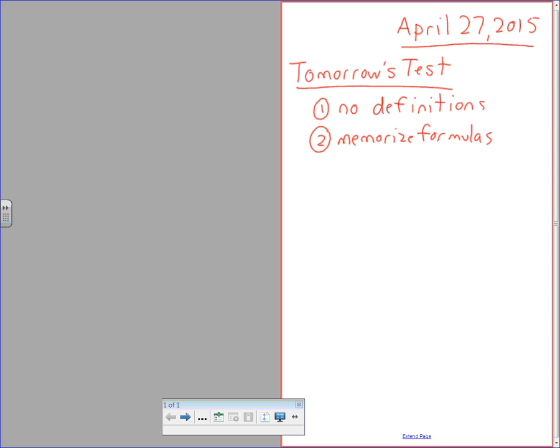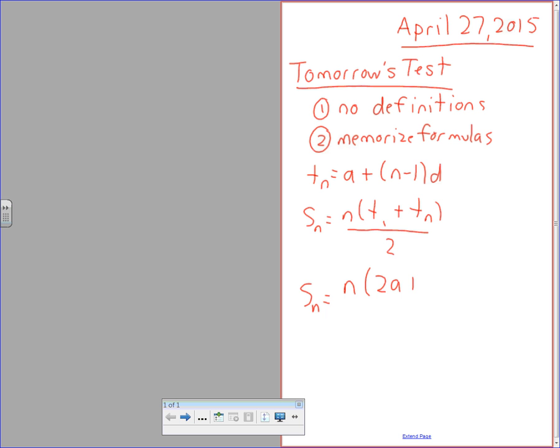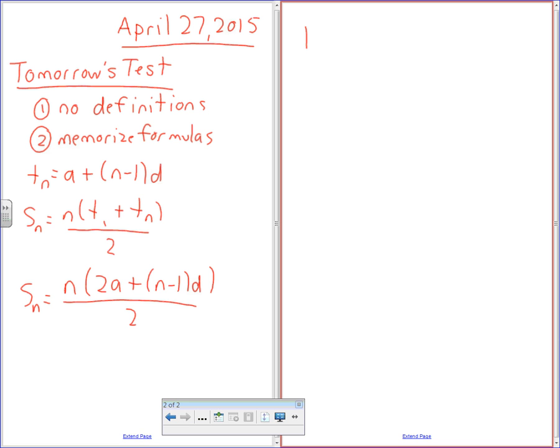So we're going to have Tn equals a plus (n minus 1)d, Sn equals n times (T1 plus Tn) over 2, Sn equals n times (2a plus (n minus 1)d) over 2, Tn equals a r to the n minus 1, and Sn equals a (r to the n minus 1) all over r minus 1. And number 3 will be recursive.